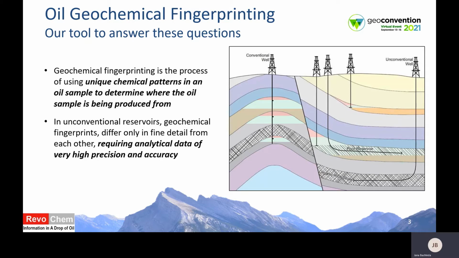Now, for decades, traditional oil production allocation would take a produced oil sample from each of these reservoirs that's contributing, and then take a commingled produced oil sample and back allocate how much each reservoir is contributing. Now, if you look on the right, you can see unconventional wells. When we drill unconventional wells and frac, we know we're fracking into multiple layers and sometimes multiple reservoirs. So in unconventional reservoirs, geochemical fingerprints differ only in fine detail from each other, requiring analytical data of very high precision and accuracy.